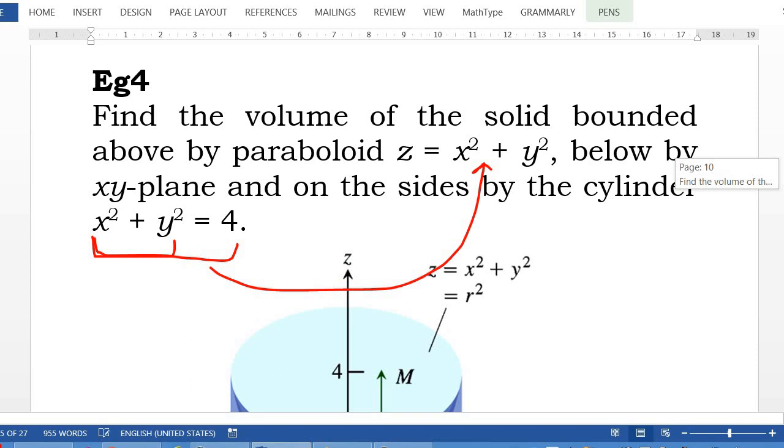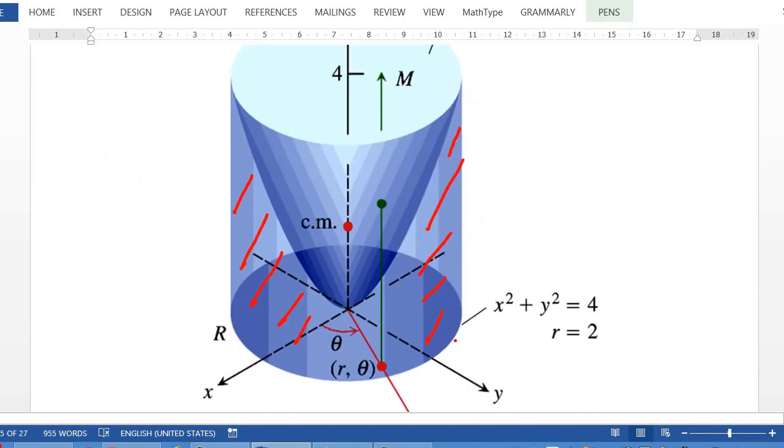The solid that we are going to find has bottom z equal to 0, top the paraboloid, and side a cylinder, x squared plus y squared equal to 4, or r equal to 2. So again, the limit for r is 0 to 2, and this is a full circle, theta from 0 to 2 pi. It's the shaded red volume that we want to find.